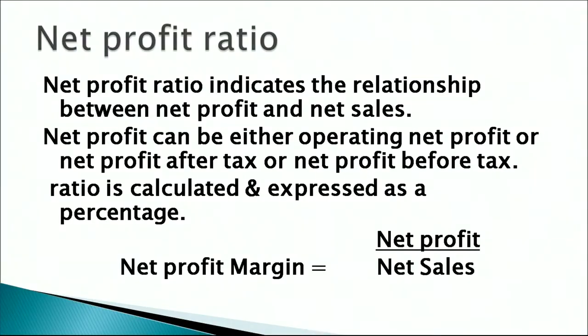net profit after tax. If you want to calculate net profit after tax ratio, net profit ratio, please use net profit after tax upon net sales. And I repeat, net sales will always be your gross sales minus your sales return.